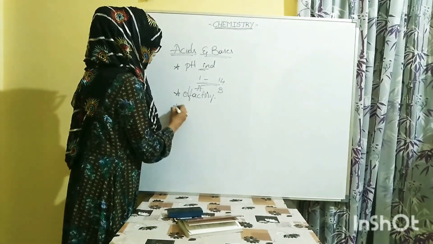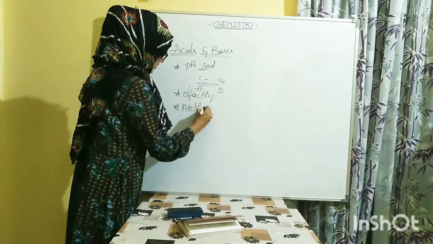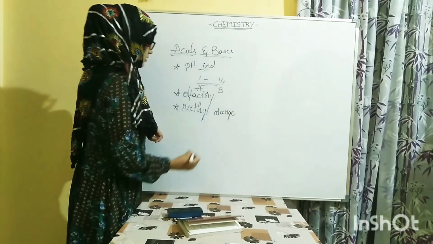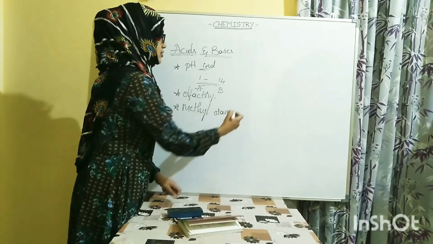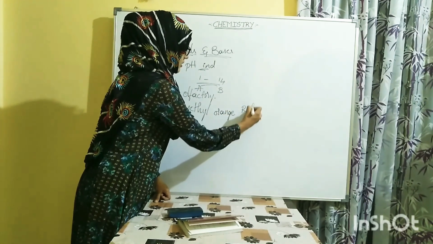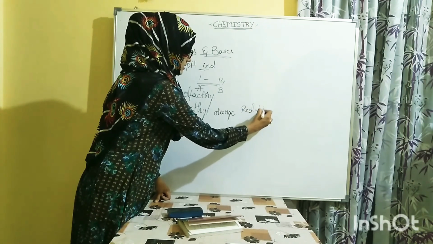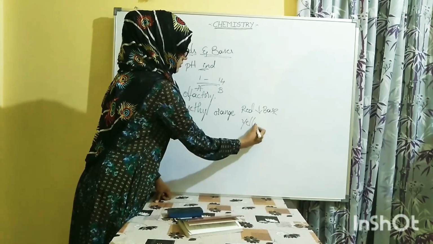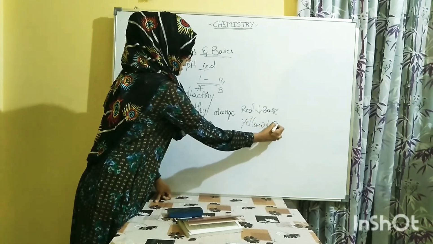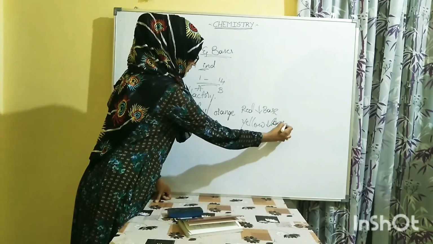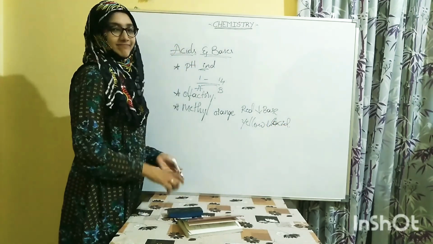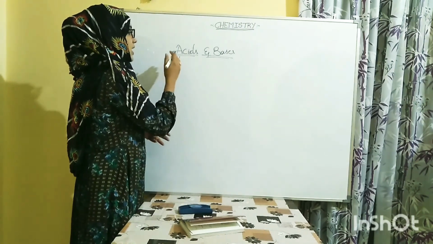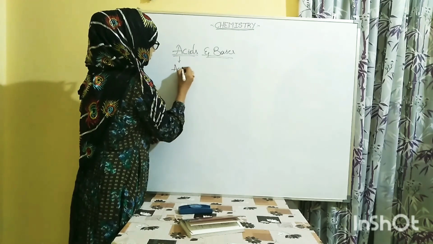Then coming to methyl orange, it turns the solution into red if it is base, and turns the solution into yellow if it is acid. Now coming to the reactions, first we will discuss how acids react with metals.